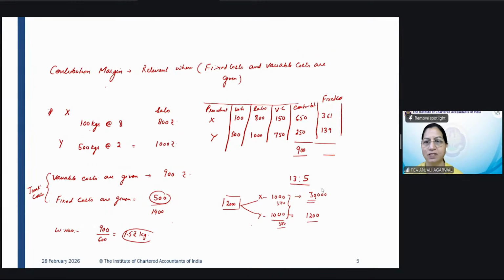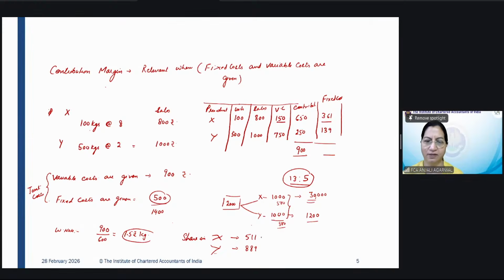Only fixed cost is allocated in the ratio of 13:5. Only fixed cost. And then after you have allocated the fixed cost, how will you calculate the share in joint cost for X? Variable cost plus fixed cost. So 150 plus 361, 511. Share in joint cost of Y, 750 plus 139, 889. So this has made both of them profitable, you see.